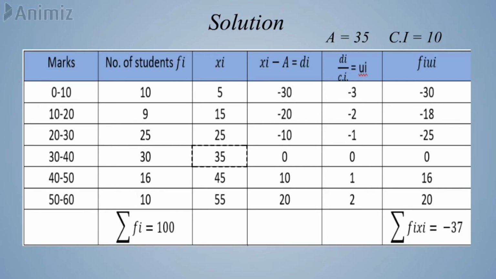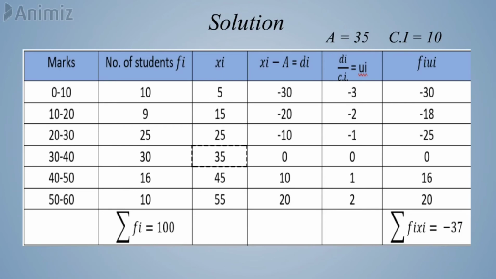Now you have to multiply this value of ui with fi. Now when you multiply the numbers of the second column with this fifth column, 10 into minus 3 will give you minus 30. 9 into minus 2 will give you minus 18. 25 into minus 1, minus 25. 30 into 0, 0. So like that other numbers you will get 16 and 20. Now as we have done in the earlier method, find out summation of Fi. Here it is 100. Same way find out summation of Fi ui. You will get minus 37.